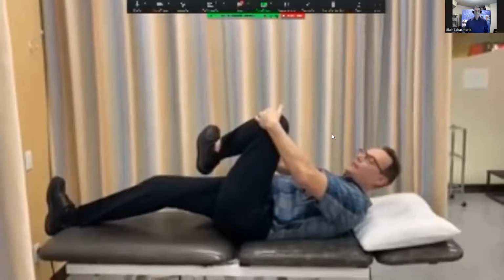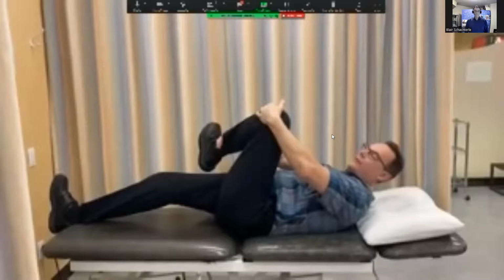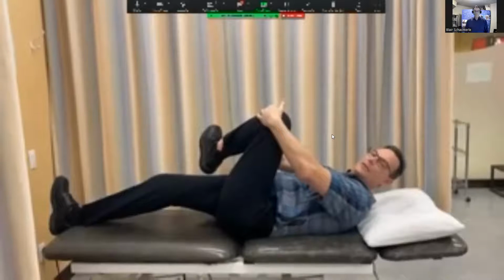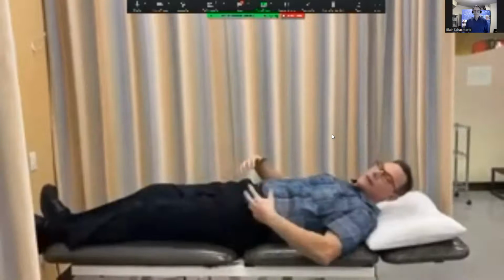Because when we sit, our knees tend to go apart when the hips relax. We get really tight in the back and the sides of our hip as well, okay? So that's your stretch for the back of the hip.